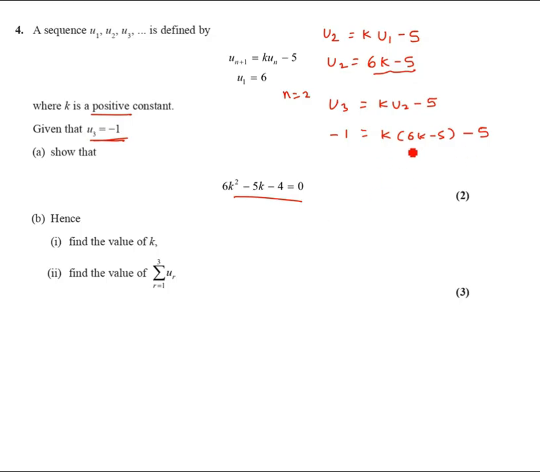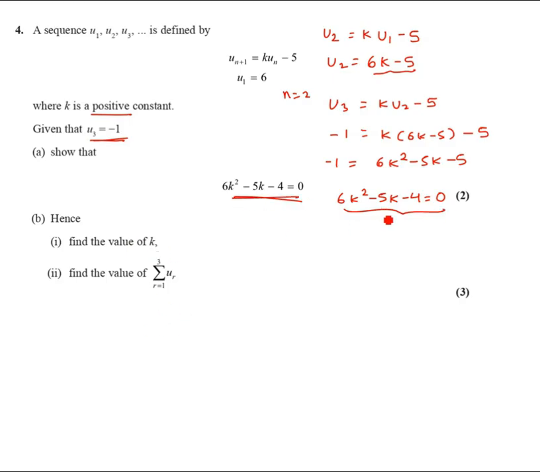Now we have to simplify this. So −1 equals, let's expand the bracket, 6k² − 5k − 5. Now bring the −1 to the right, so that becomes 6k² − 5k − 5 + 1, which becomes −4, and the left hand side becomes 0. So that's what we were supposed to prove here.